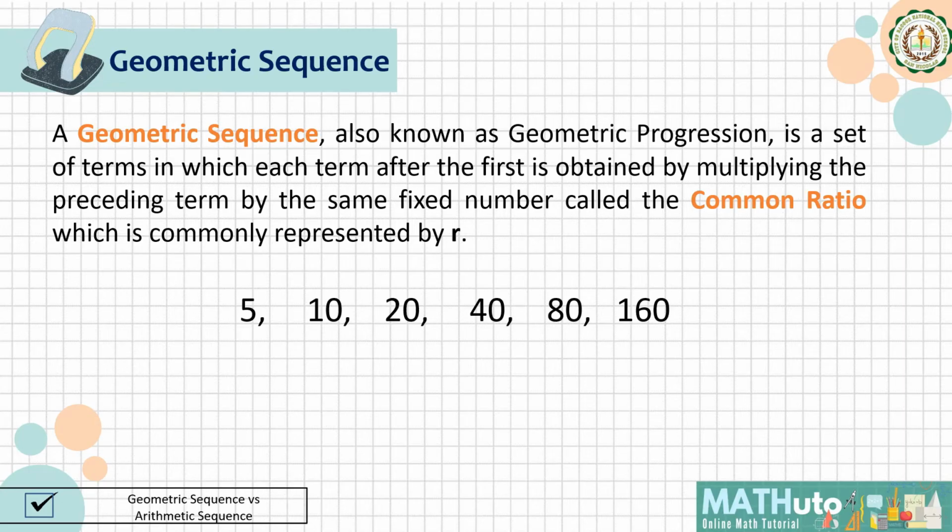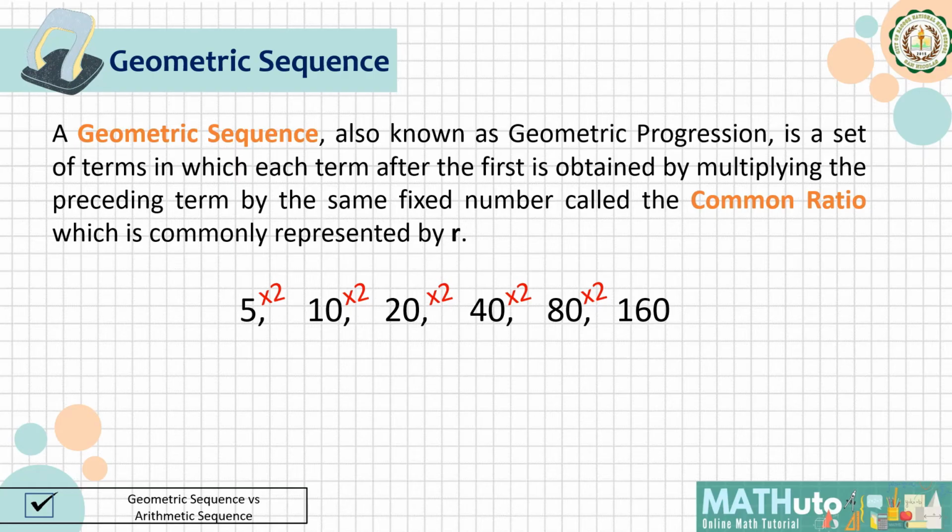Given the sequence earlier, the savings of Anna, 5, 10, 20, 40, 80, 160, notice that each term in the sequence is obtained by multiplying by a constant number, and that number is 2, which is doubling the amount of her savings in each week. 5 times 2 is 10, 10 times 2 is 20, 20 times 2 is 40, 40 times 2 is 80, and 80 times 2 is 160.